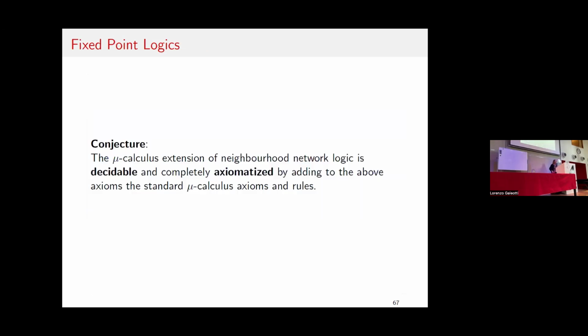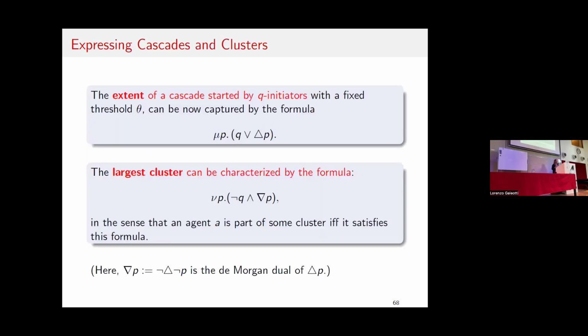So this mu calculus extension of the neighborhood logic is decidable and completely axiomatized by adding the axioms of standard mu calculus rules to this setting, which I didn't spell out. But these formulas are important because they can help me to capture a few of these notions that are interesting in this context of modeling cascades and social networks. Namely, this formula here can capture the extent of the cascade, which is started by the Q initiators. So either Q is the case or enough of my friends, now I use the triangle modality to capture my influential circle of friends, have property Q, and this goes on.